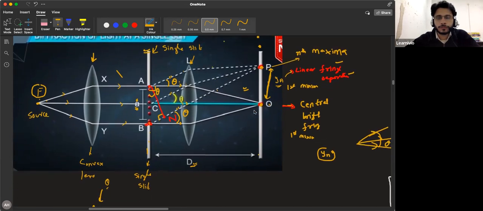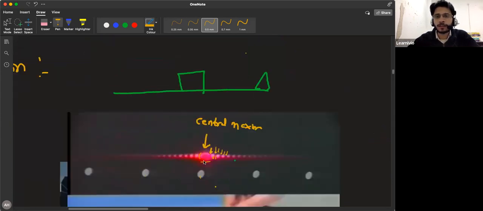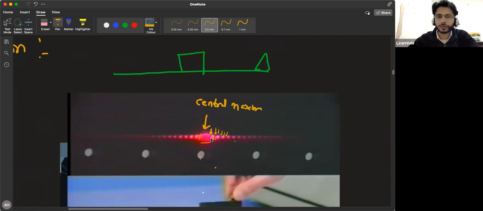So we can have more than one nth maximum, because all over the screen you will have some maxima. First maxima, second maxima, third maxima, fourth maxima. So it's like this pattern. This is the central one. Then you have first maxima, second maxima, third maxima, fourth maxima, and so on. This is like the actual experiment.